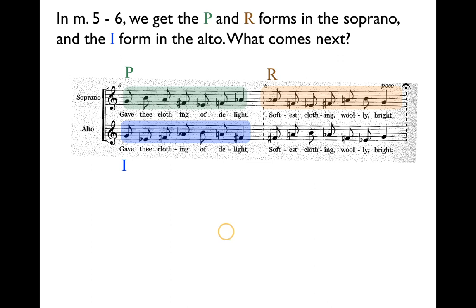In measures 5 and 6, we get the prime and retrograde forms in the soprano and the inversion forms in the alto. So if we look at number 5, if you would consider this to be prime, this would be its retrograde. This is its inversion because the directions are inverted. And this portion would be the backwards rendering of the inversion. So we would call this the retrograde inversion.